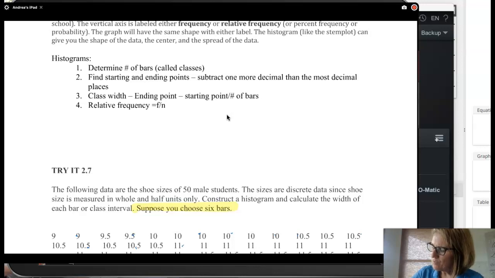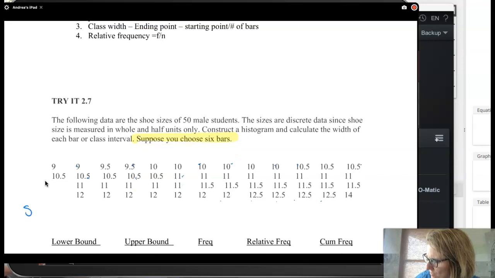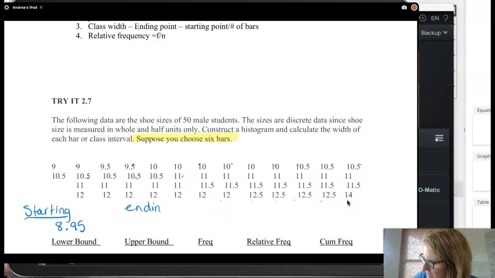We did that. We want to find the starting and ending point. So we look at our smallest number, which is 9, and we're going to use a convenient starting point, and usually that's just subtracting a half. But because we have half shoe sizes, we go to 1 decimal place, we want to have a convenient starting point that is 2 decimal places below 9. So our convenient starting point here is going to be 8.95. We're going to go 0.05 lower than 9. Does that make sense? And then our convenient ending point will end up being 0.05 more than 14, or 14.05. Does this make sense?